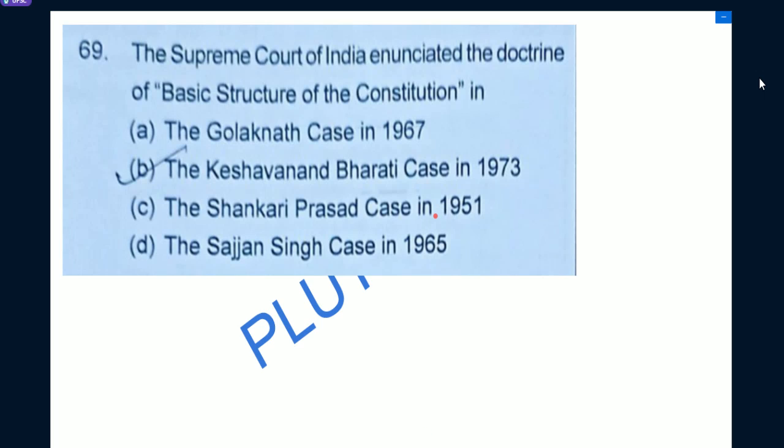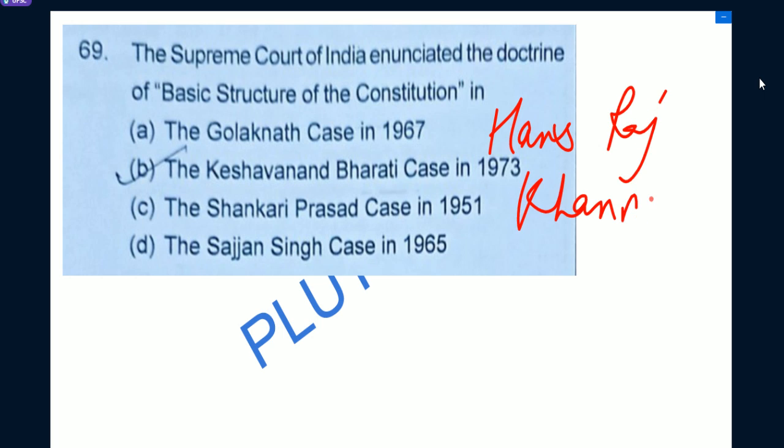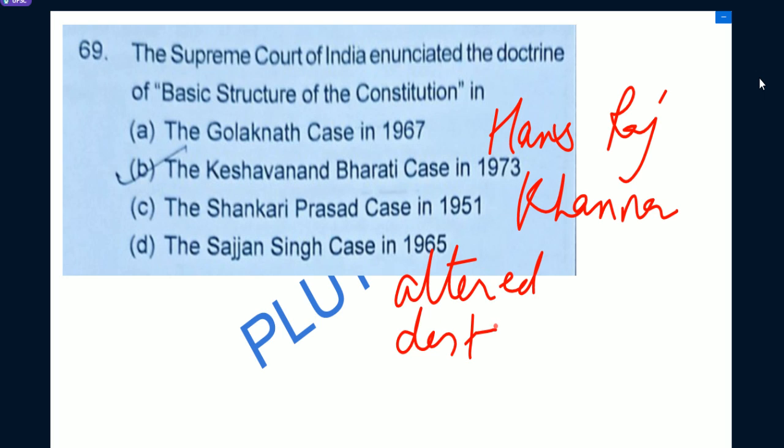The Supreme Court of India enunciated the doctrine of basic structure of the Constitution in which of these cases? So first of all, what is this thing, basic structure of Constitution? And it was propounded by whom? Which judge? So it was propounded by Justice Hans Raj Khanna, that Constitution has certain basic features that cannot be altered, that cannot be changed, that cannot be destroyed through amendments by Parliament.